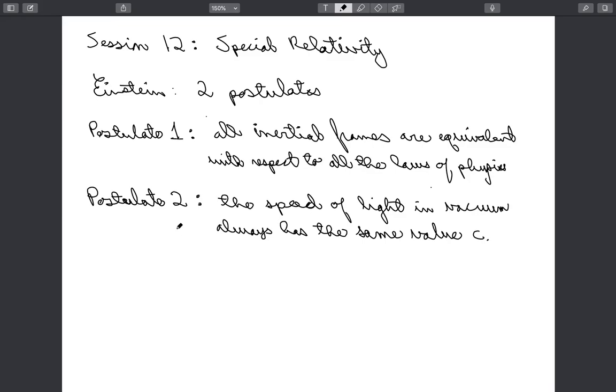The second postulate is kind of a very strange one when you think about it, but that's what it is. If you were to measure the speed of light in any of these inertial frames in vacuum, you would always get the same value. And that value we, of course, denote by c. Okay, so just a quick reminder of the consequences of that.